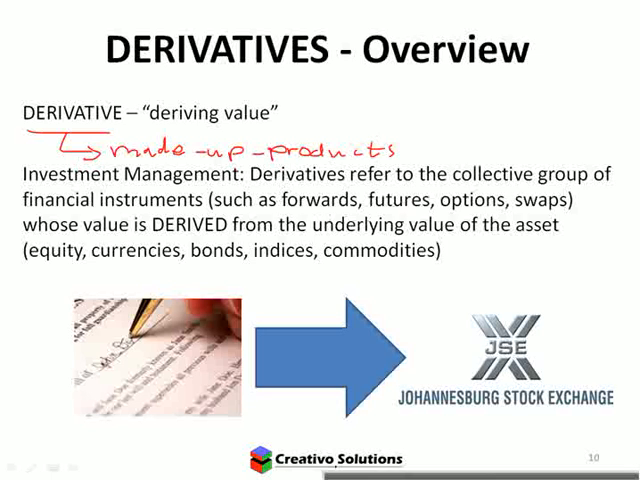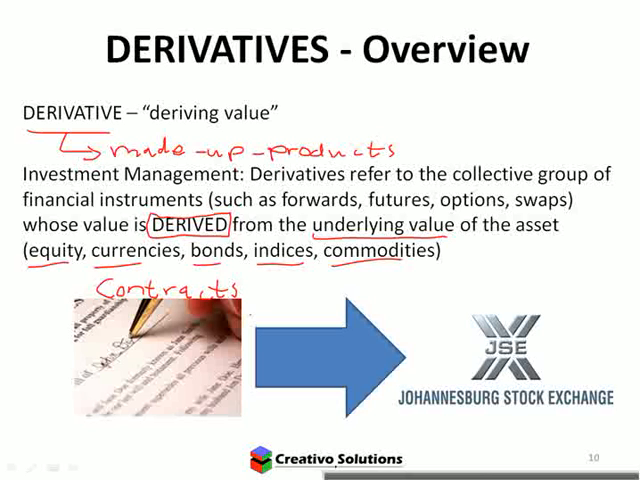The investment management textbook defines a derivative as a collective group of financial instruments, and it's a big group. We'll look at all of those as we go through the course. The biggest thing they talk about is deriving value from the underlying assets. Because bonds have value, currencies have value, shares have value, indices have value, and commodities like gold have value, we can create contracts for any one of those items. So that's a derivative. Derivatives are contracts. That's the biggest thing.